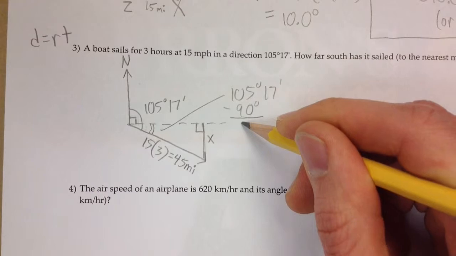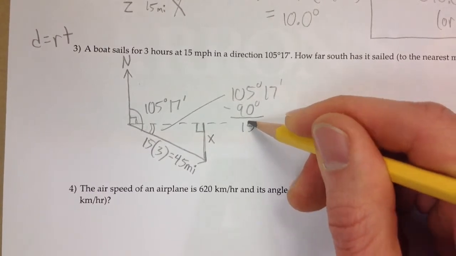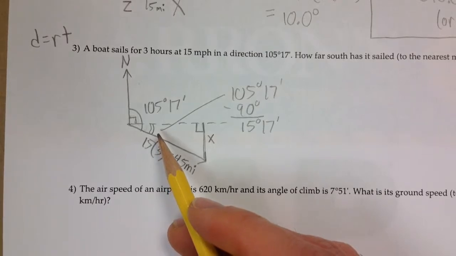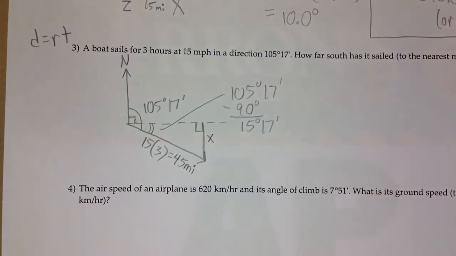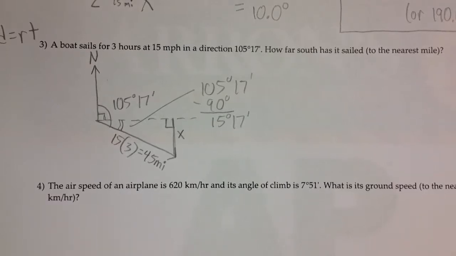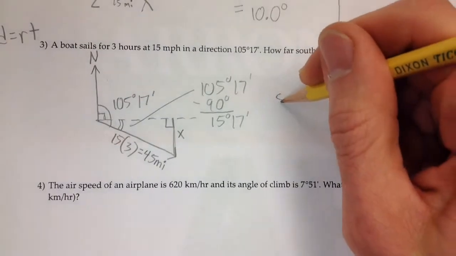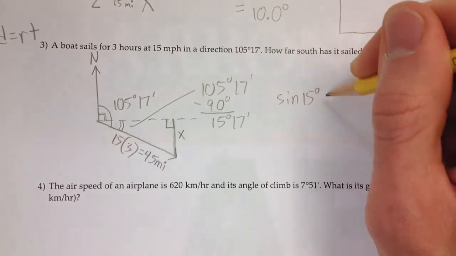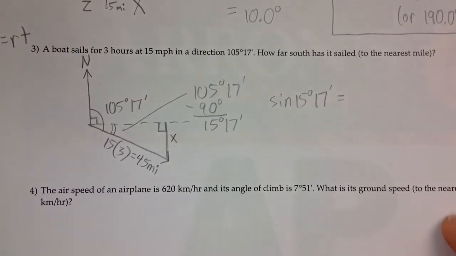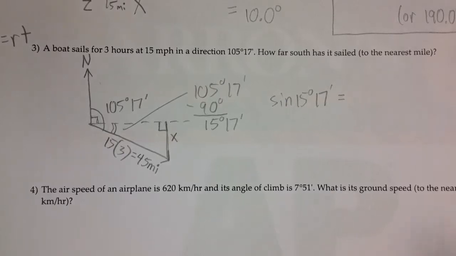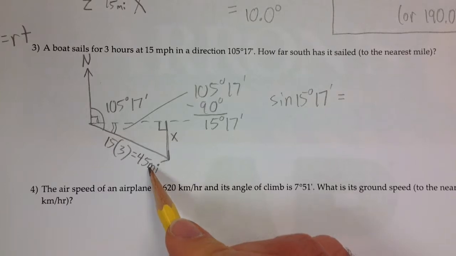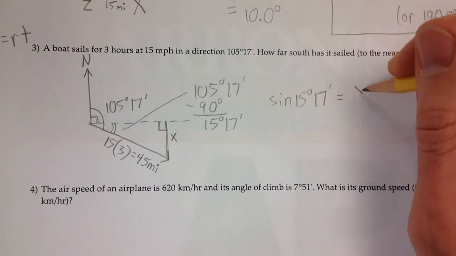Okay, so 15 degrees, 17 minutes is that angle there. And then what can you do? You can do the sine of that angle. The sine of that angle, good. So that's the sine of 15 degrees, 17 minutes equal to x over 45. Opposite over hypotenuse. I agree with the sine choice there.